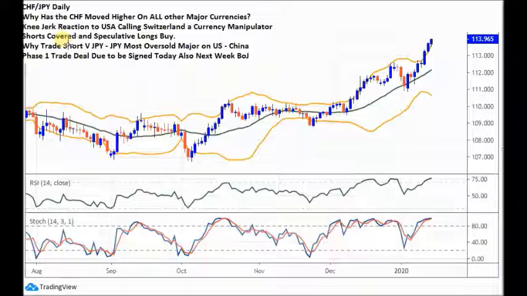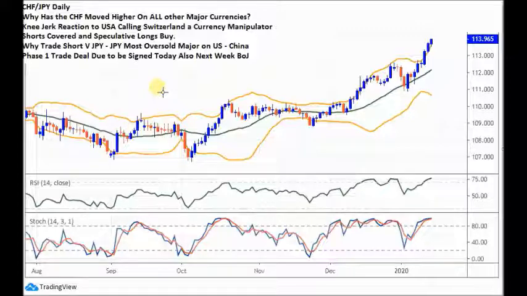And now, in terms of why trade the CHF short and the JPY, well, JPY is the most oversold major at the moment, just generally in our view. And it's oversold on the US-China Phase 1 trade deal. A lot of optimism about that. That's due to be signed today. We think that deal is no more than a truce. There's nothing to boost global growth or global trade in it. Market's going to be disappointed, and the yen should spring back across the board.